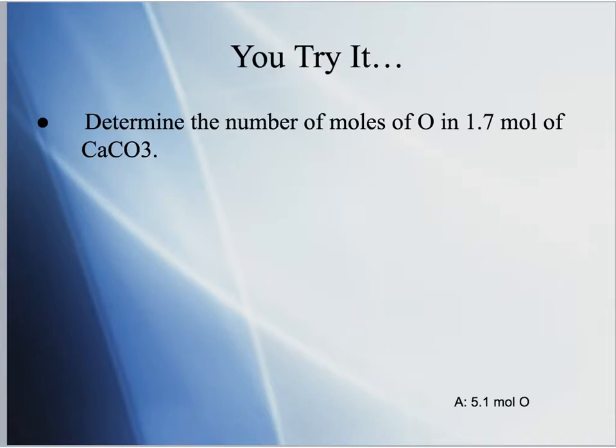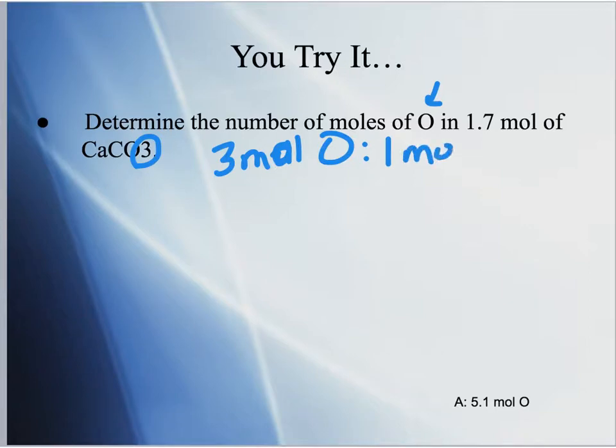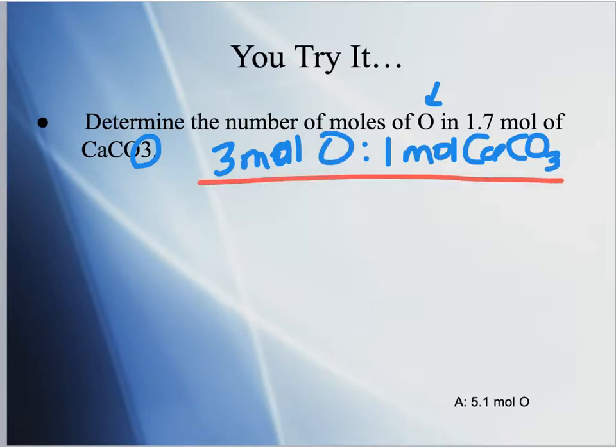All right, so let's try another example. Here's another one that says determine the number of moles of oxygen in 1.7 moles of calcium carbonate, CaCO3. So remember, given this information, we can look at our subscripts and say, okay, for oxygen, there are 3 moles, 3 moles of oxygen in 1 mole of the entire compound CaCO3.